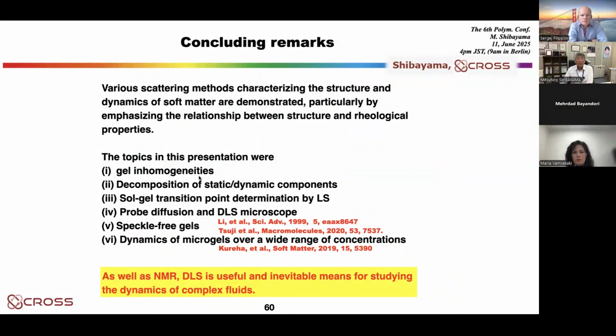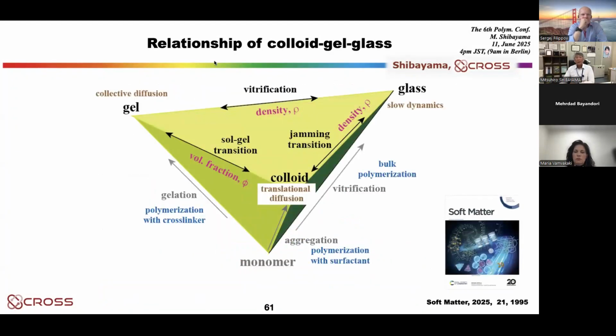The topics in my presentation were gel inhomogeneity, decomposition of static and dynamic components, and sol-gel transition point determination by light scattering, and probe diffusion and the DLS microscope, speckle-free gel, and dynamic microgel over a wide range of concentrations. So at the end, let me conclude my presentation by showing this one, a relationship of colloid, gel, and glass classes.